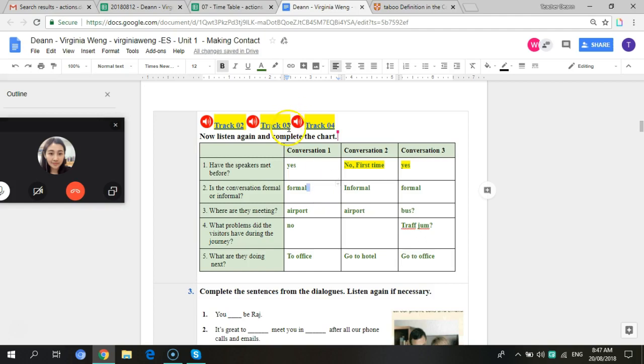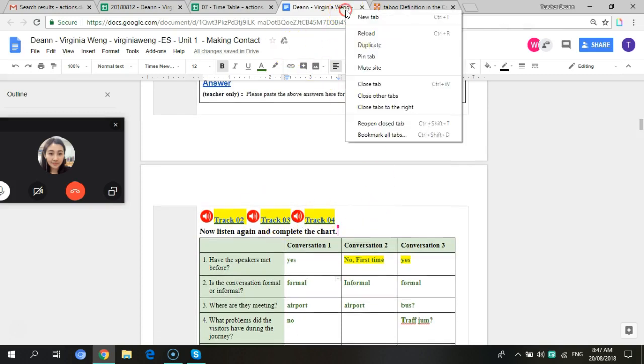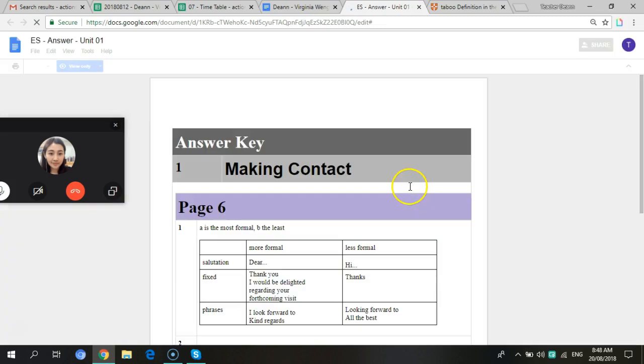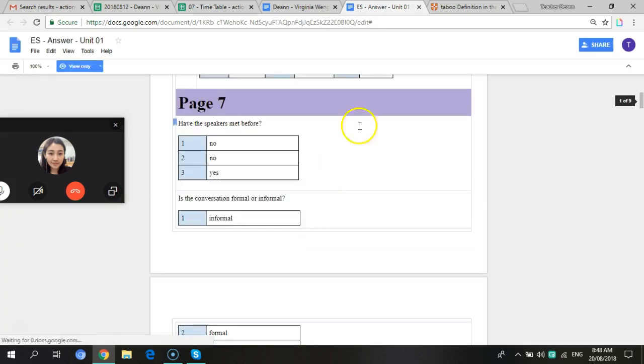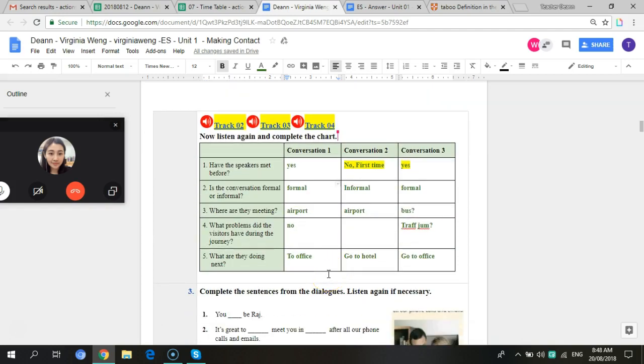How about number 2? Which is the conversation, formal or informal? So the first one is formal, right? Why do you think it is formal? Informal, yes, informal, because they are just talking like they're friends, even if they met for the first time. Okay, so that is informal.